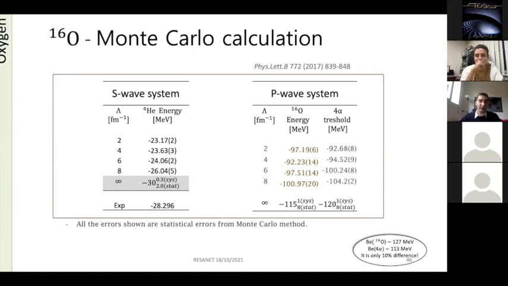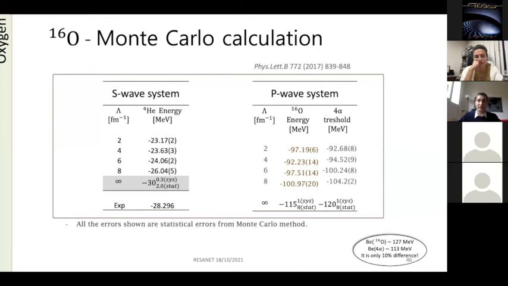So we did this calculation, and actually what we found out is that the oxygen-16 energy is compatible with the 4 alpha threshold. And this was problematic. Oxygen-16 is supposed to be bound. So we tried to improve our method. We put in more correlation. We made a great optimization of the method in our Monte Carlo.